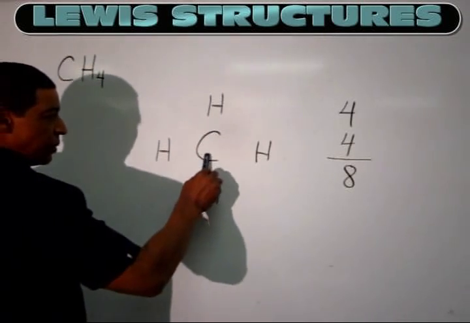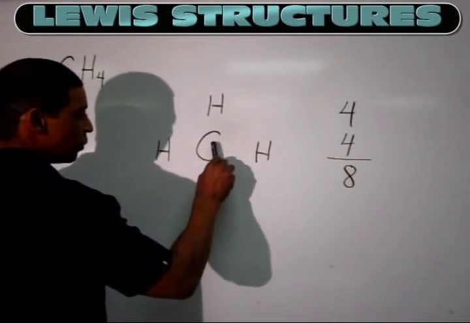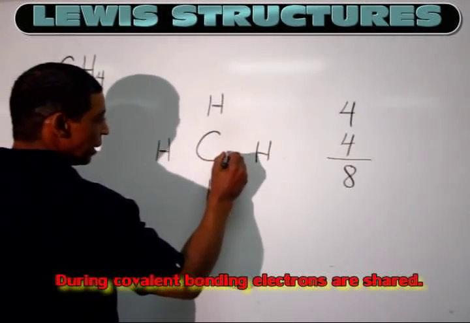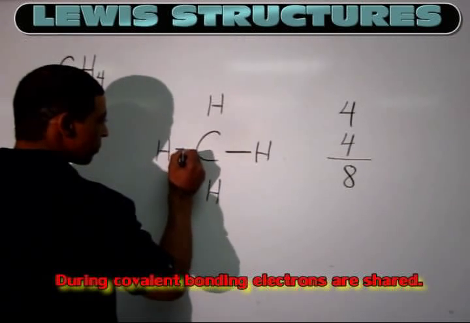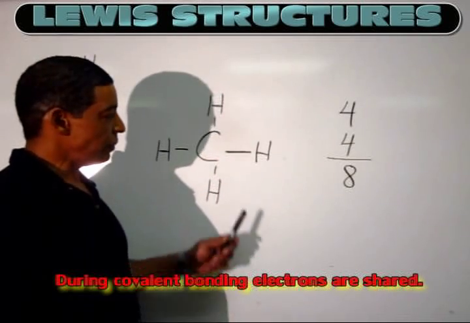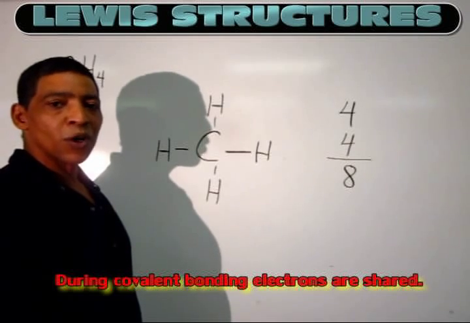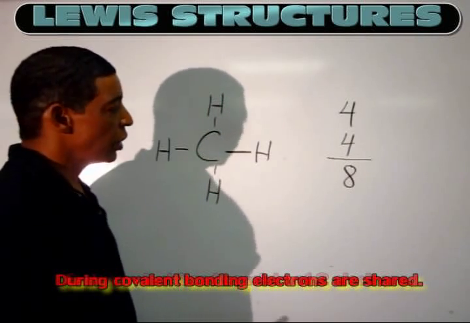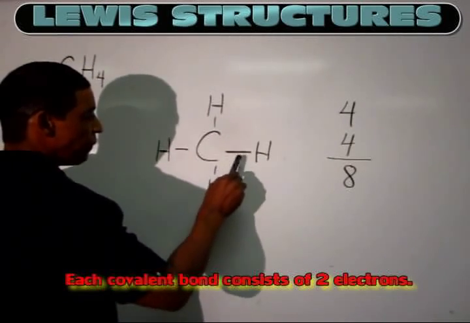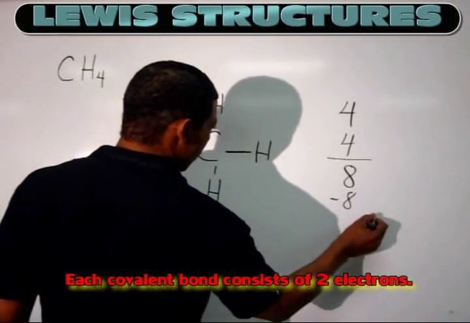Carbon is a nonmetal, and so is hydrogen. Therefore, the bonds formed between these elements are known as covalent bonds and are illustrated by drawing a line. Each element is connected to the central element via a line that represents a covalent bond, where one covalent bond consumes two electrons. So since 1, 2, 3, 4 covalent bonds were used, 8 total electrons were consumed.